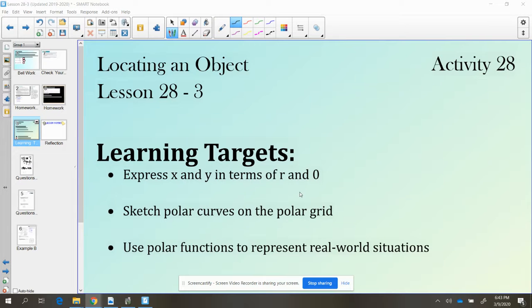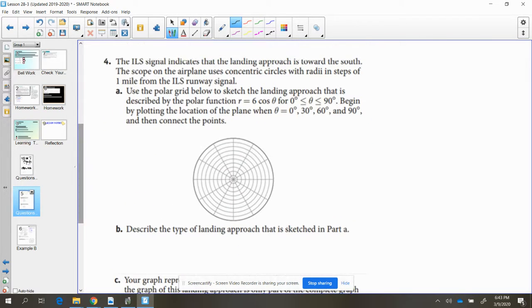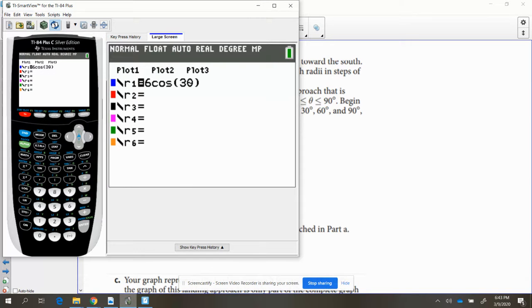So the next part of 28.3 is going to talk about our beginning process of sketching some polar graphs on the grid. A couple things before we get started. We've talked about converting, but one thing we're going to do is look at the function 6 cosine of theta.